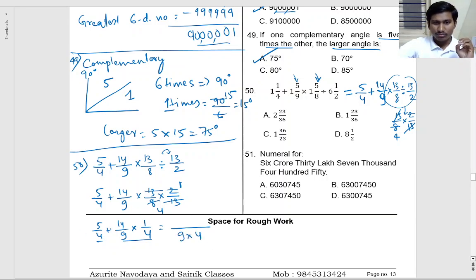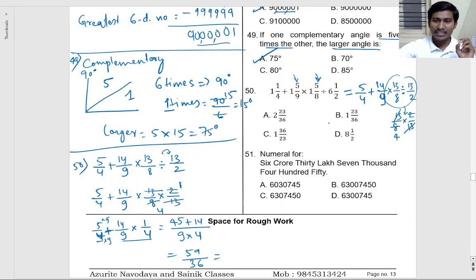So here we have to add, right? How much do we have to multiply here? 4 is in the denominator, so we have to multiply with 9 here. This also we have to multiply. 4 into 9 and 9 into 4, both are the same. So 5 into 9, 9 5s are 45, plus 14 1s are 14. So it will be the answer. 45 plus 14 is how much? That is 59 divided by 36.